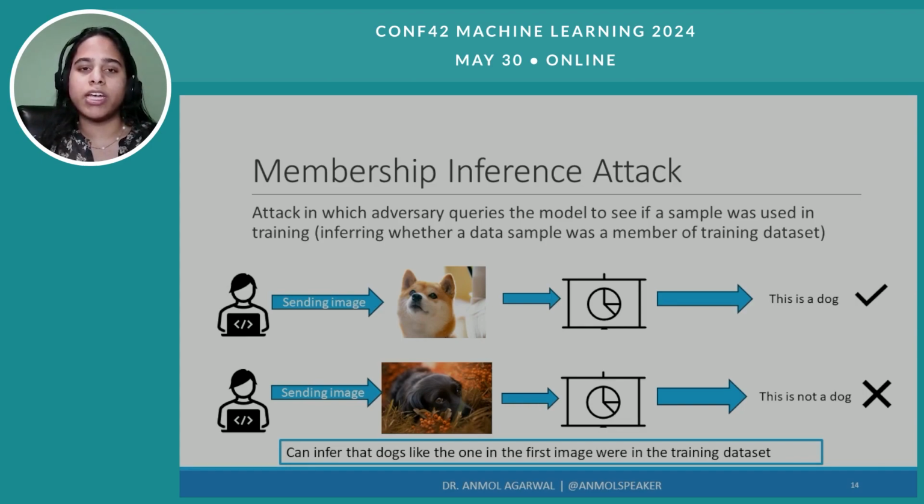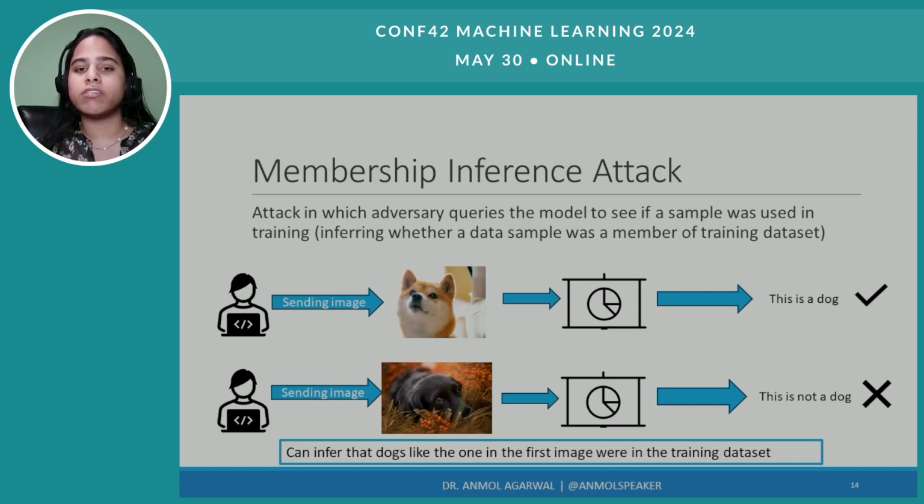So here on this slide, we see that the end user is sending various images of dogs to the model and asking the model what it thinks. If you send the top image to the model, it says that this is a dog. But if you send the second image, it says this is not a dog.